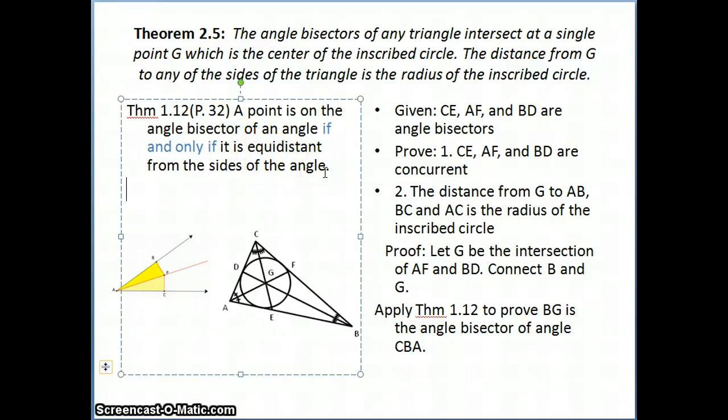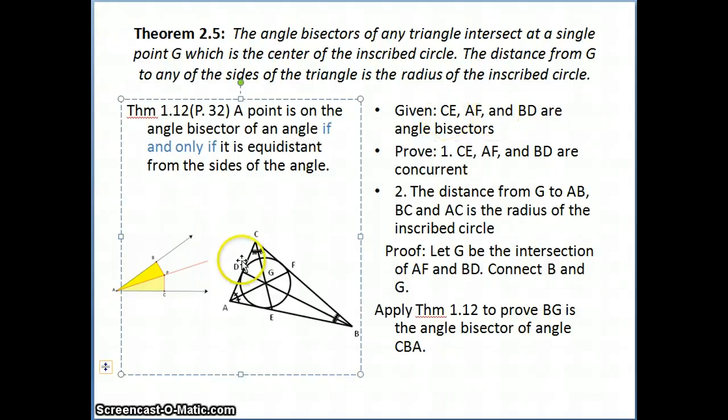Conversely, if a point is equidistant from the two sides of the angle, then this point must be on the angle bisector of the angle. So we can apply either direction of theorem 1.12. So let's look at a proof here.